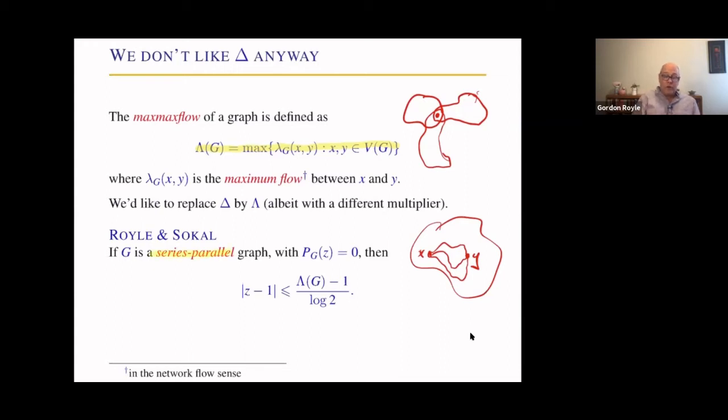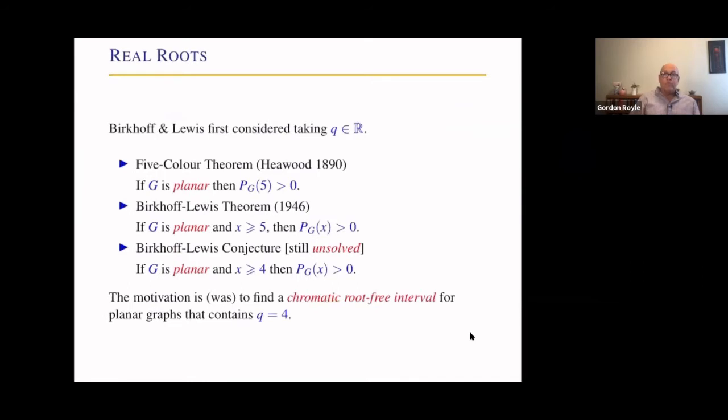And we showed that if we take lambda minus 1, divide by log 2, then all the chromatic roots of a series parallel graph must lie in the disk of this radius centered at the point 1. Okay, so this we'd like to improve. Okay, so those considerations apply to all of the roots. So let's consider the real roots now.